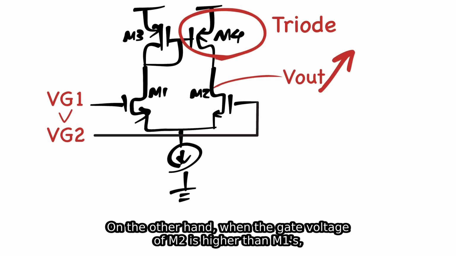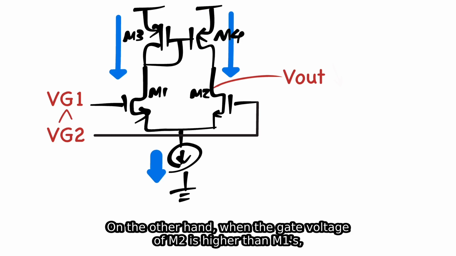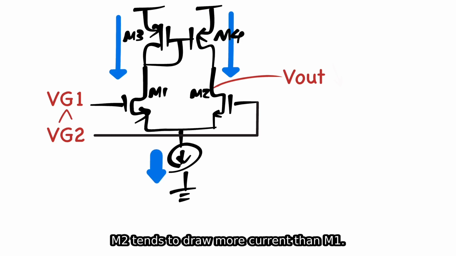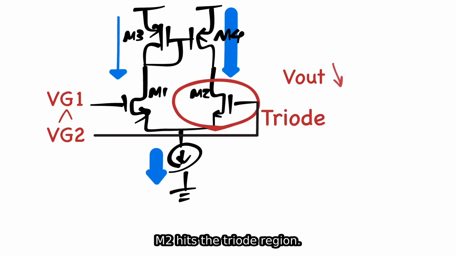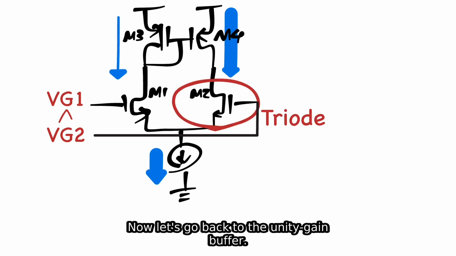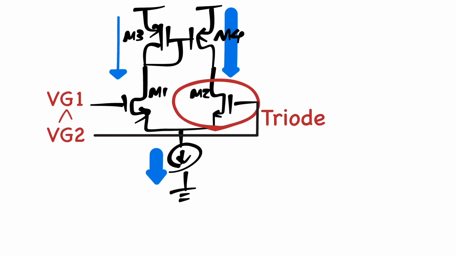On the other hand, when the gate voltage of M2 is higher than M1's, M2 tends to draw more current than M1. To make the M2 current larger, the output of the current mirror will drop until M2 hits the triode region. Now let's go back to the unity gain buffer.